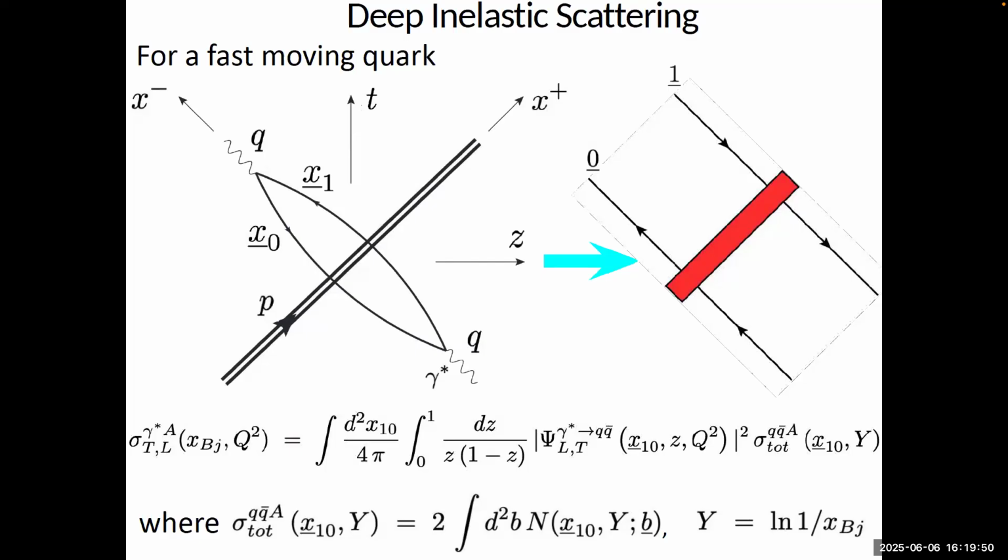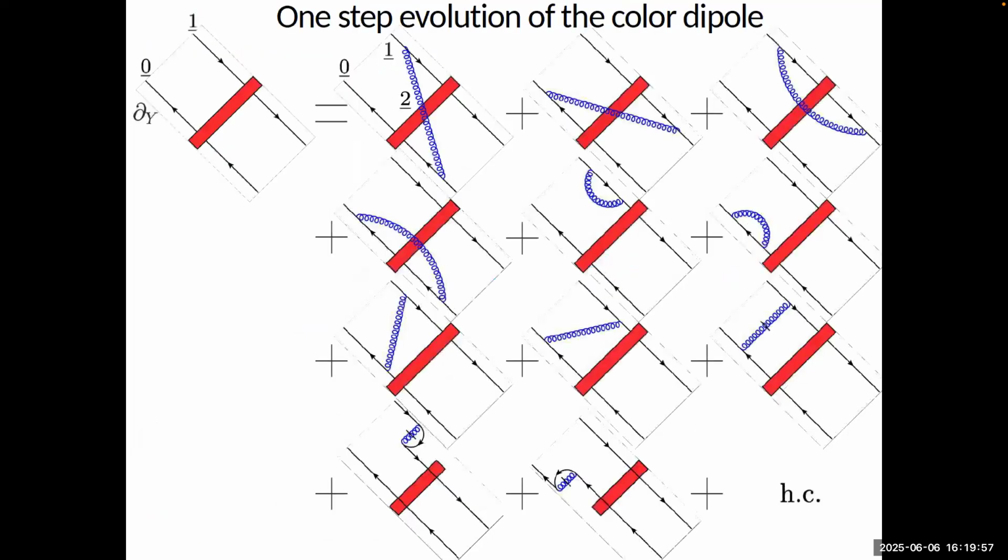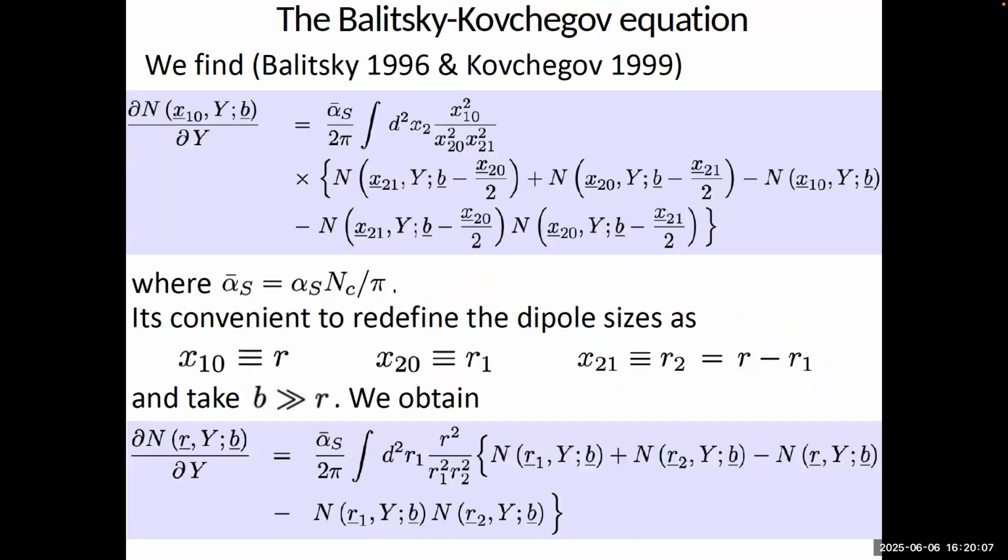Now, because the quarks move very fast, we can have emission of a gluon. So we can have real and virtual emissions. After doing this one-step evolution, we will find the BK equation. It looks like this. This kind of equation is difficult to solve analytically, so we will take some approximations.